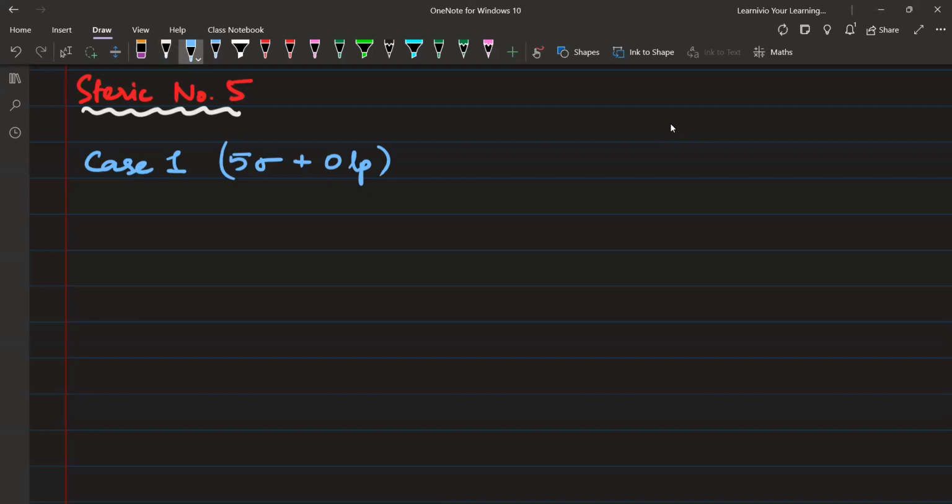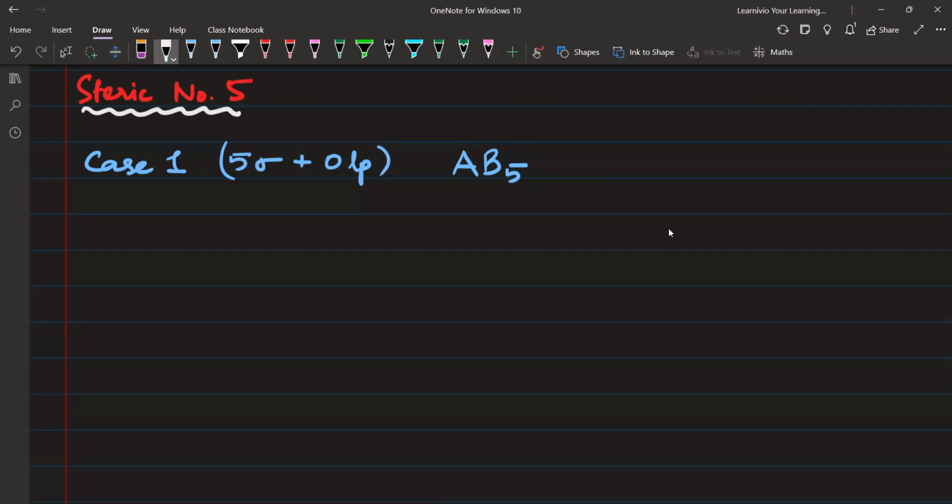Now, if we have 5 sigma bonds and 0 lone pair, the type of molecule is A, the central atom, and how many B? 5. Very good. How many of you were able to think about this, 5 sigma and 0 lone pair? Yes, sir. Okay, hopefully you are able to.